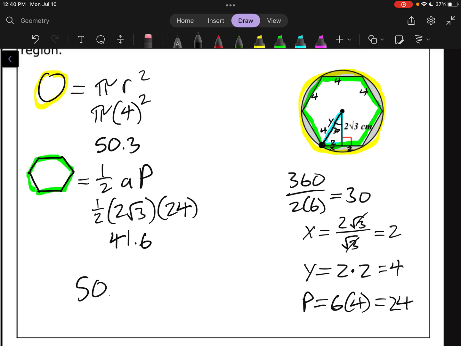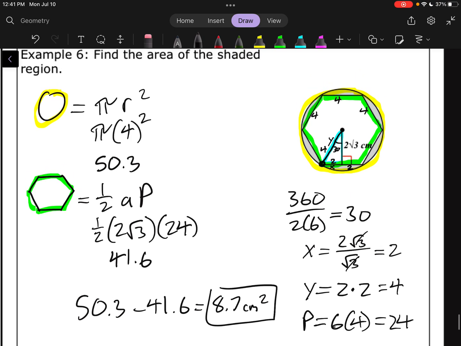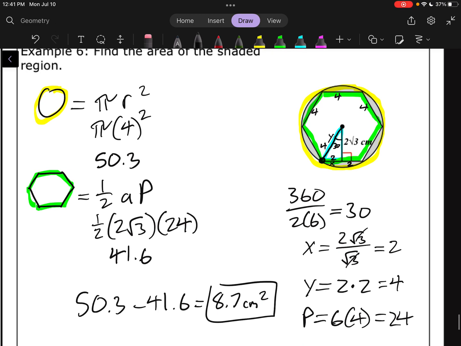So I will do the circle, 50.3, minus the hexagon, which is 41.6. 50.3 minus 41.6, and I'm going to get 8.7 centimeters squared. Ooh, that was a good one.